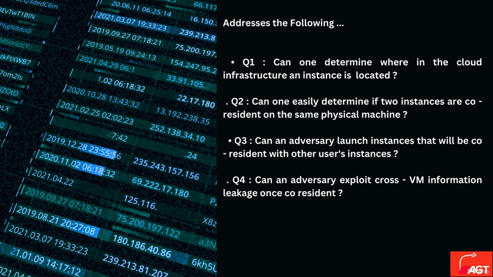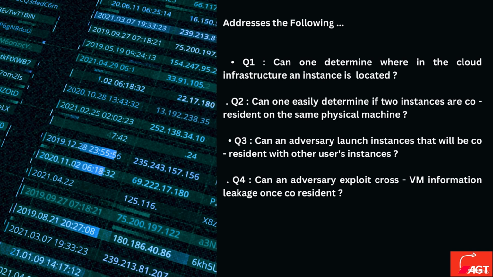Cross-VM information leakage can be used by an attacker to run an instance that co-resides with a target instance and steal confidential information. Co-residency is difficult to identify. However, cloud providers can use isolation strategies, such as physical separation, to lower the danger of co-residency. Can a foe launch instances that will coexist with those of other users?